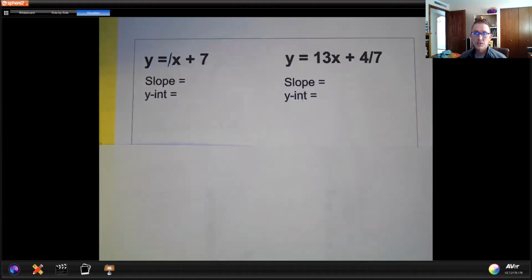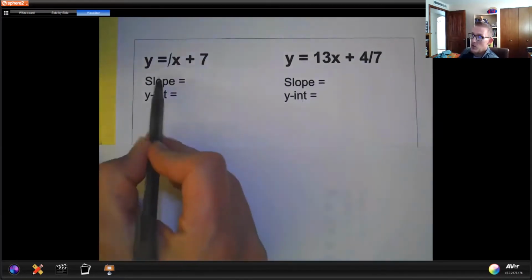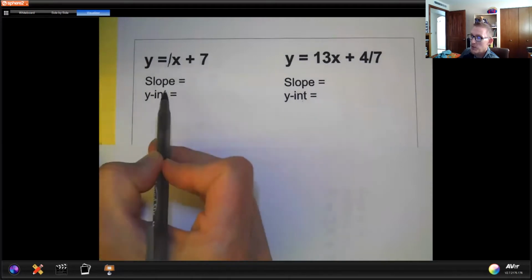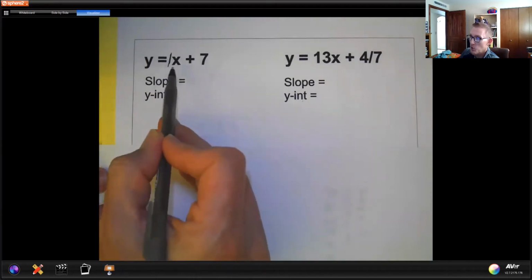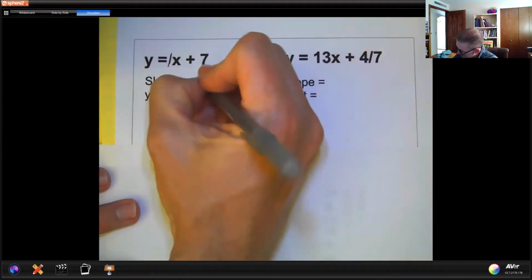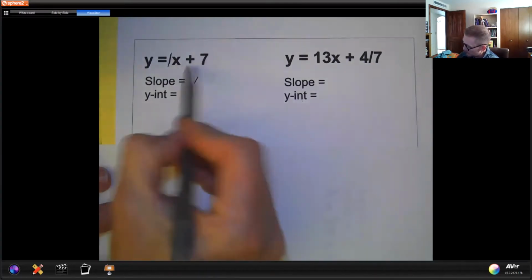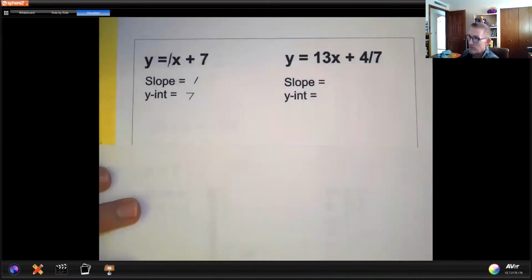All right, let's see what you got for answers here. The first equation, y equals mx plus b. Remember, the slope is the number touching x, so in this case, the slope is 1. If I wanted to make that rise over run, I would make it 1 over 1. The y-intercept is always the number by its lonesome, so in this case, that would be 7.